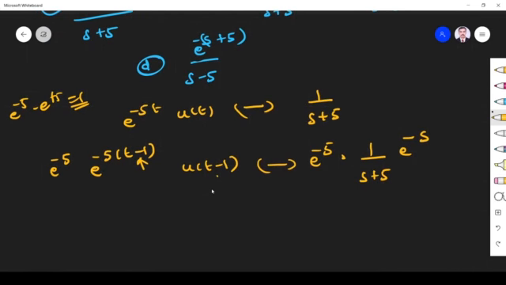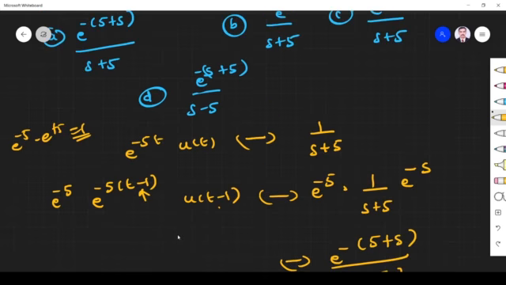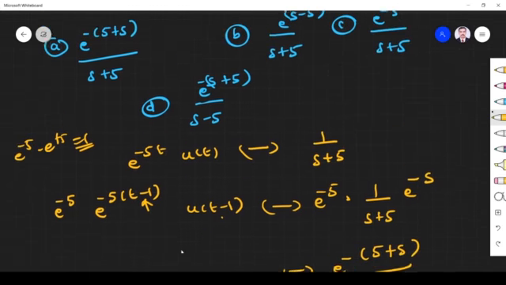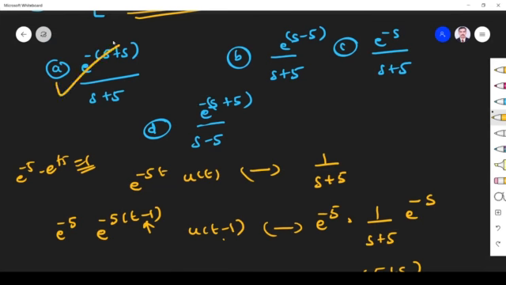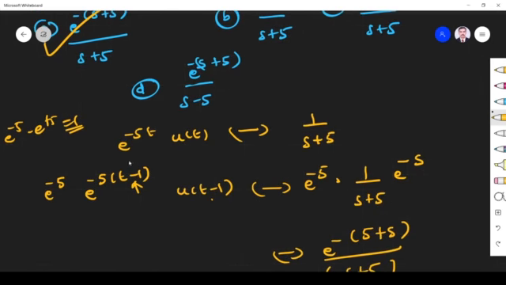So if you simplify, what you get is e power minus 5, you can take the minus only, e power minus (5 plus s), or rather e power minus (s plus 5), divided by s plus 5. So what is the answer? Option A, e power minus (5 plus s) divided by s plus 5. Shifting property I have used. Shifting property means it is shifted by 1 unit, so in Laplace it is multiplied by e power minus s for a 1 unit shift.